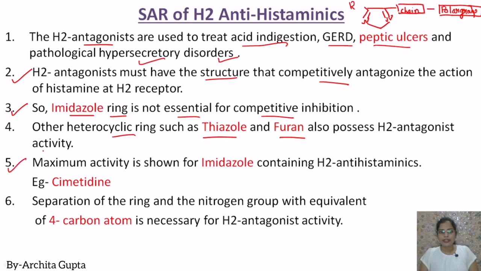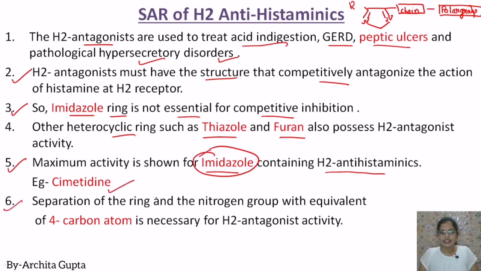Okay, when I talk about the fifth point, it says that the maximum activity is shown with imidazole containing H2 antihistaminics. So it says ki aise H2 antihistaminics jisme imidazole present hai, in that case jo maximum activity is seen. Example is cimetidine.